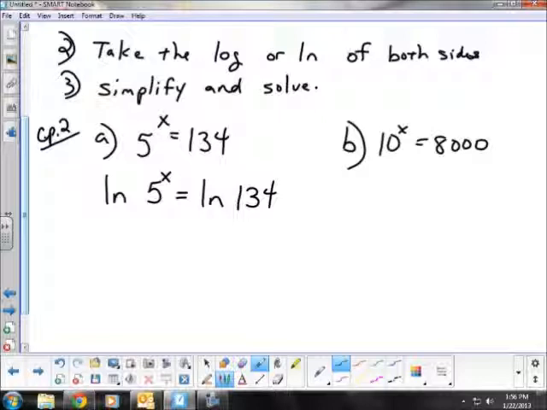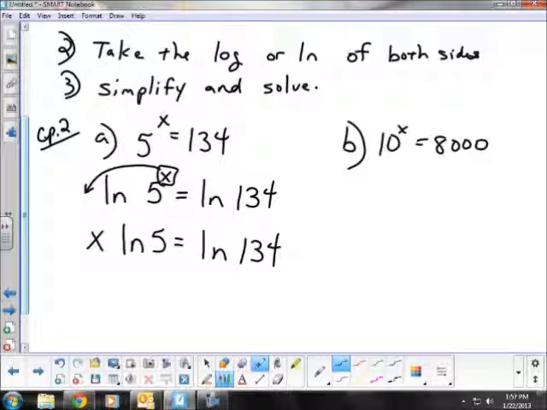But this is one of the reasons why we learn how to use those properties before we start talking about this, because this is the ln of something raised to a power. So what can I do with that exponent? I can bring it to the front and multiply it so that it becomes x times the ln of 5 is equal to the ln of 134. Okay? So we use the properties to simplify, so I don't have anything raised to exponents anymore, so that's what simplify means. Okay? Simplify using the properties.